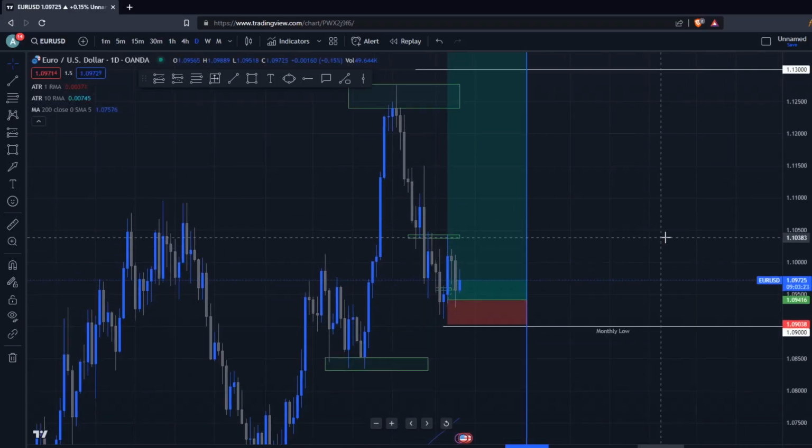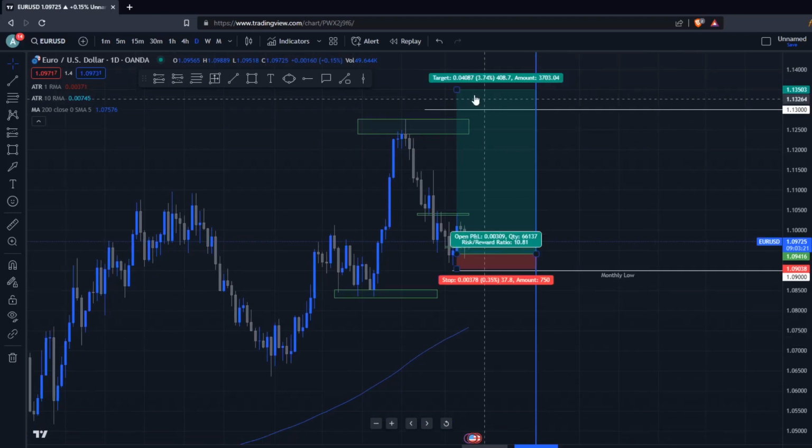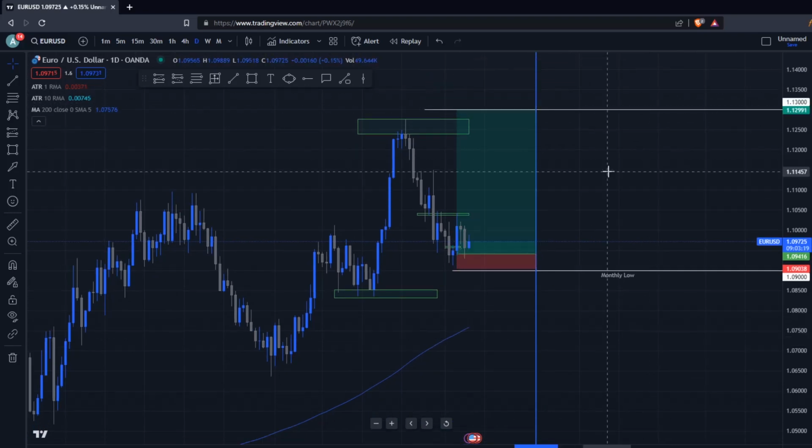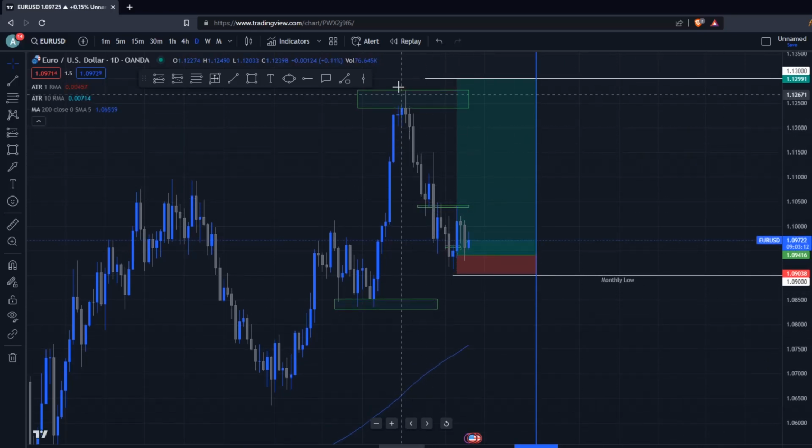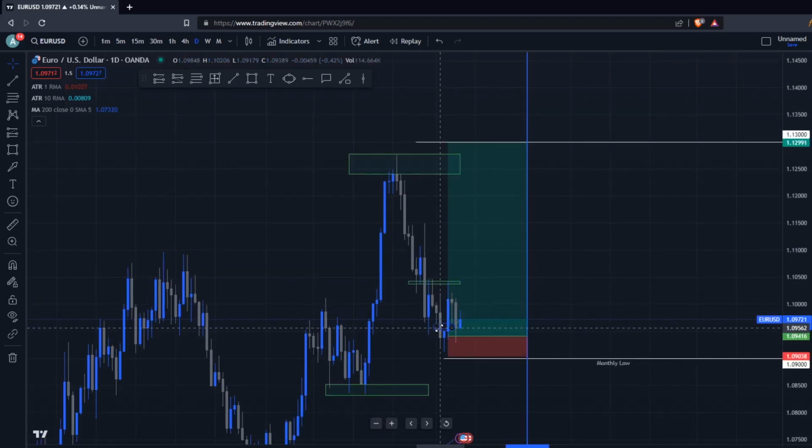Okay, euro dollar. Haven't looked at this in a while. So we got bullish structure. I mean, price is still above this moving average, and then it pulled back. Nice retracement, but seems to be struggling to break higher.